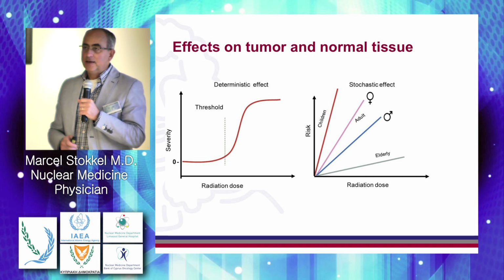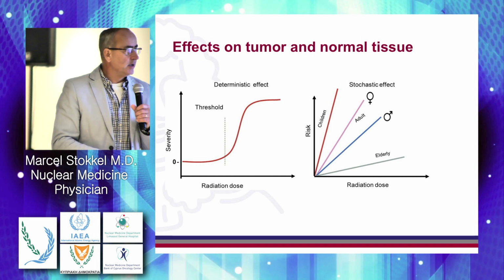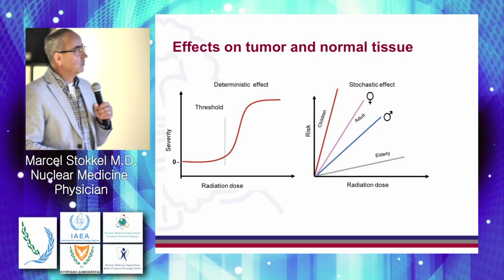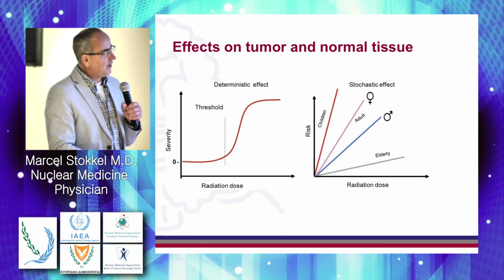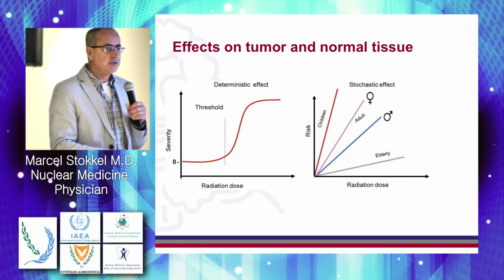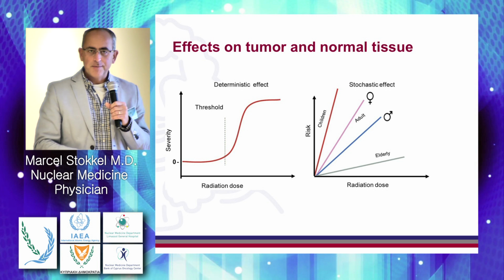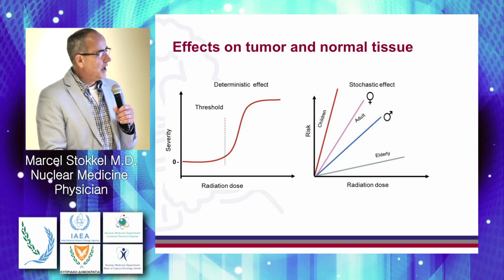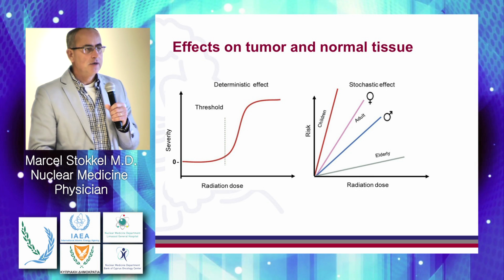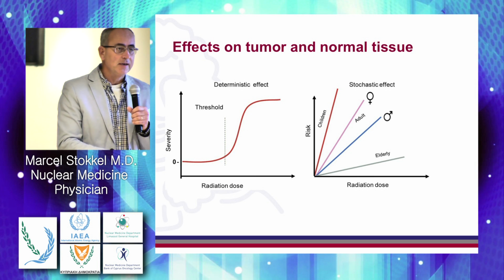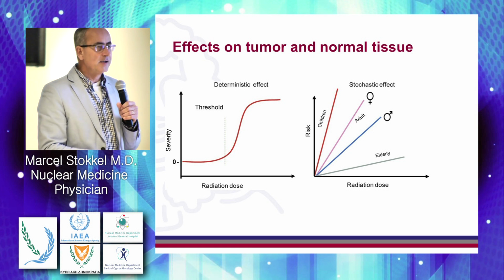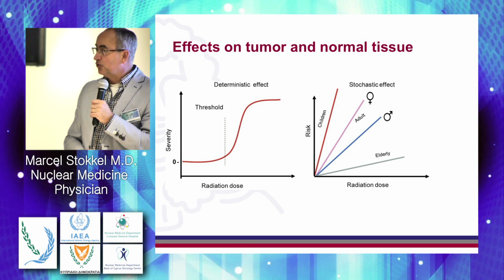When we talk about the side effects of irradiation, it's good to realize that there are two forms of effect. One is the deterministic effect, where there is a threshold, and there is the stochastic effect. The deterministic effect shows a relation between the severity of damage and the dose, and the stochastic effect shows a correlation between the chance of an effect and the dose. That is really the big difference between the two effects that can be observed in relation to the treatment.